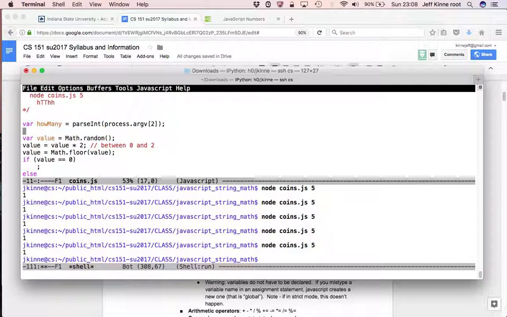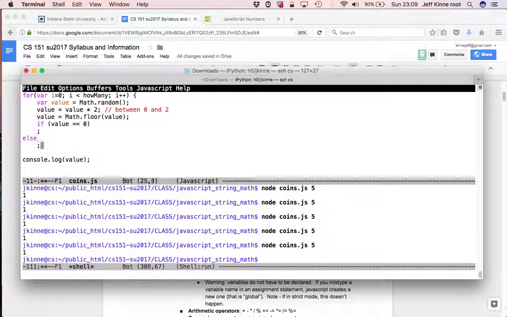Alright, I want to put this into a loop, because I have this how many. So when you want to do something a certain number of times, this is something you should just remember. I equals 0, I less than how many, I plus plus, and then inside of curly braces you have the thing you want to do a certain number of times. So I'm going to take out this console.log for now. Okay, so this would flip a certain number of coins. Why don't I go ahead and I'll print it.